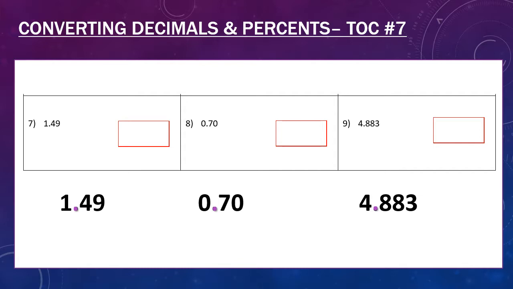For the 1.49, we're going to move our decimal place 2 times by multiplying by 100, and we get 149%. And for number 8, again, we move it twice, jump the 7, jump the 0, and I end up with 70%. And the last example, I have 4 and 883 thousandths. I move my decimal 2 places to the right, and I get 488.3%.